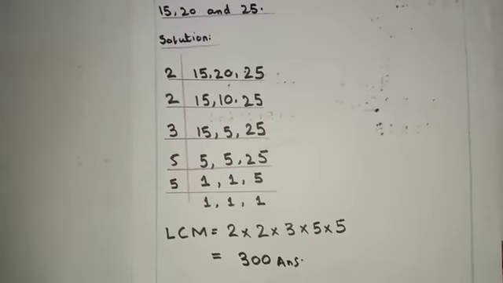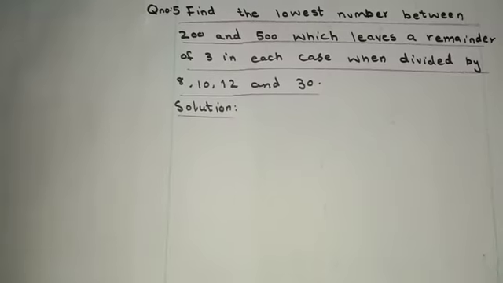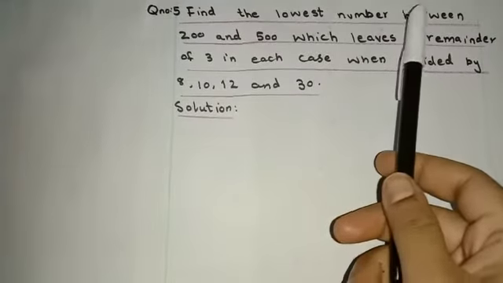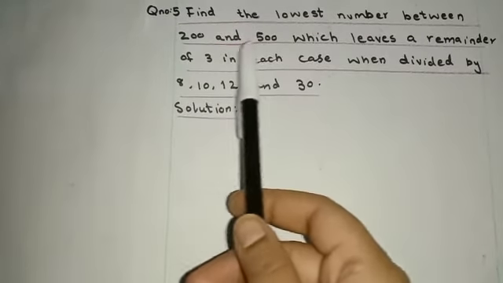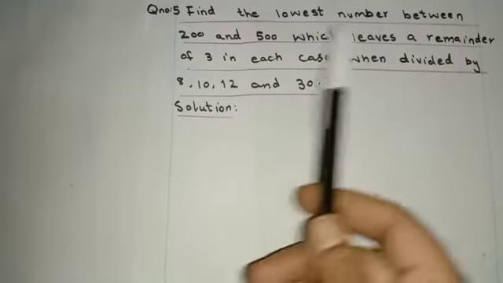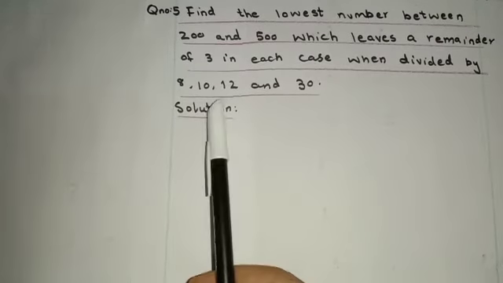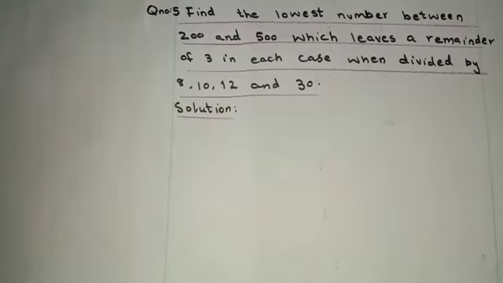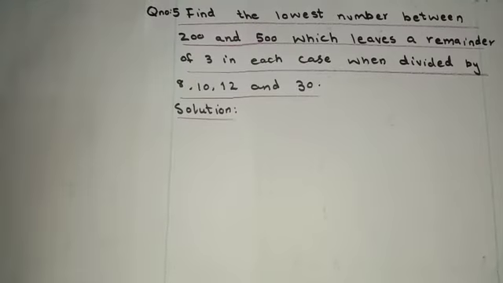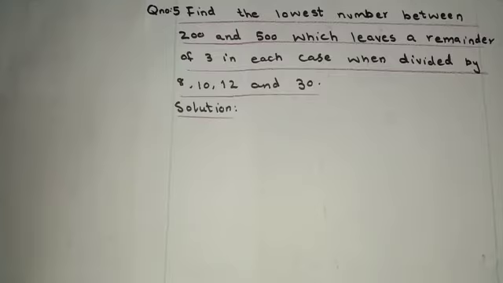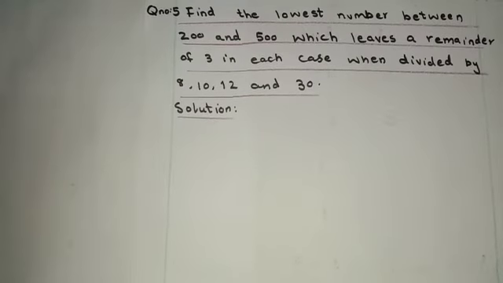Let's move on to the next question. Next is question number 5. Find the lowest number between 200 and 500 which leaves a remainder of 3 in each case when divided by 8, 10, 12 and 30. The number you will find at the end should be between 200 and 500, and first of all you have to find the lowest number.